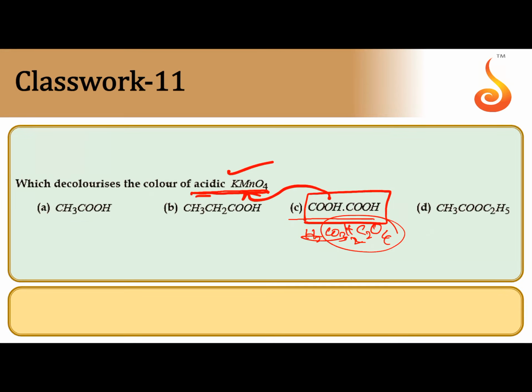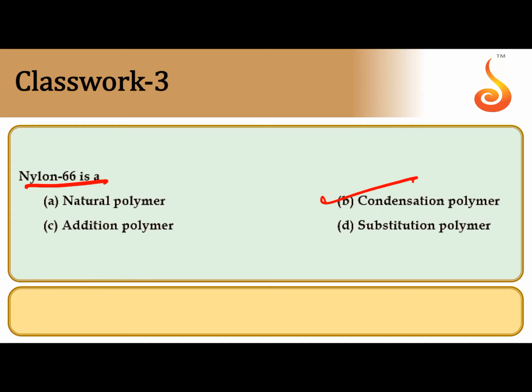Nylon 66 is a natural polymer, condensation polymer, addition polymer or substitution polymer? Polymers are two types based on the mechanism: addition polymerization or condensation polymerization. Here nylon 66 is a condensation polymer.